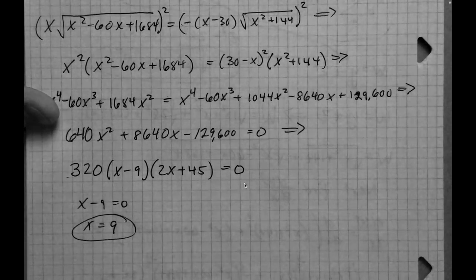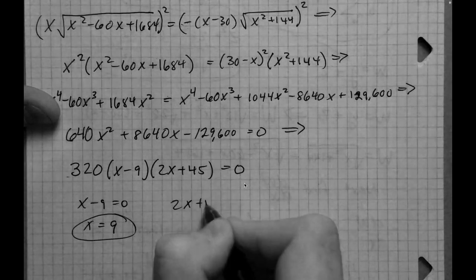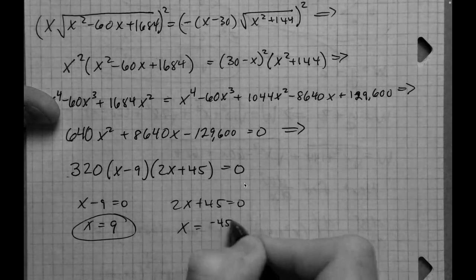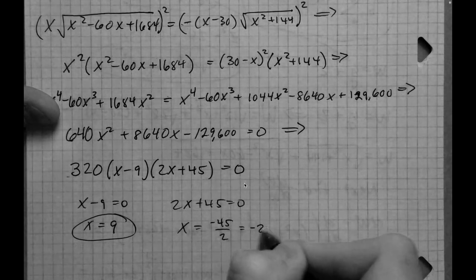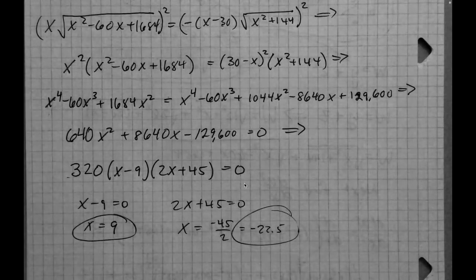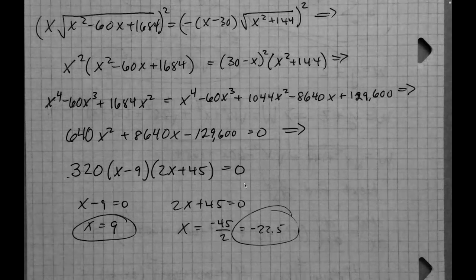That's a root of the derivative. And the other one is 2x + 45 = 0, so x = −45/2, which is approximately −22.5. So that's another root. So you've got these two roots, and the question is which one matters and which one is useful.